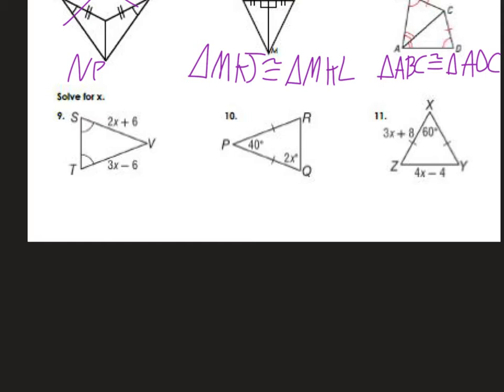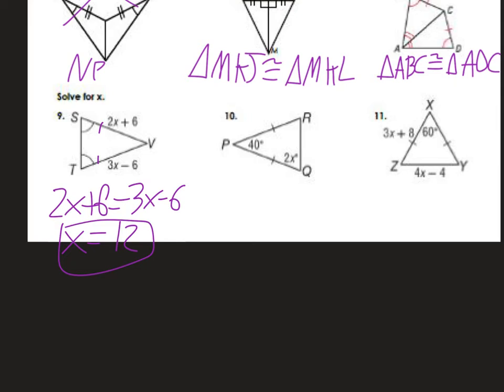Numbers 9 through 11, we want to identify and solve for x. So number 9, we have an isosceles triangle. Because our base angles are congruent, that therefore means that these two sides must be congruent. If those two sides are congruent, we can set up an equation as 2x plus 6 is equal to 3x minus 6. Combine our like terms, and we'll end up with x equals 12.